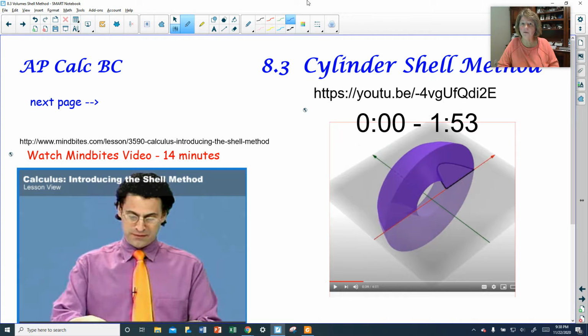And the shell method is rather clever and useful when you're working around a vertical axis of rotation because it allows us to continue to work in terms of x, which is nice because then we are not solving equations for x. So I've got a little video that helps introduce the idea of why shells. Why would a shell method be handy? And I want you to see the visualization behind it.